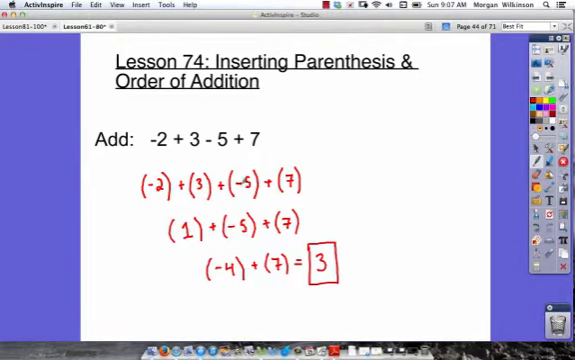Now in order to do this, remember, we inserted the parentheses, and we're only adding. So anywhere we see a subtraction, we just add that number as a negative. Let's practice a few more.